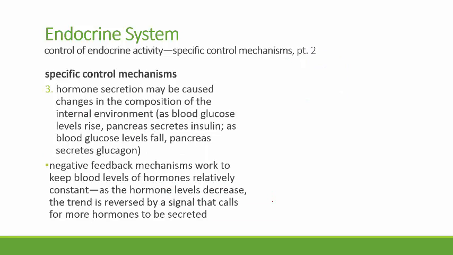And lastly, the changes in the internal environment of the body can also cause the release of hormones. So here's a great example where blood glucose is involved with the release of two different hormones, insulin and glucagon. Calcium levels will affect the release of calcitonin and parathyroid hormones, and so on. So internal environment may also be involved in controlling whether a hormone gets released.